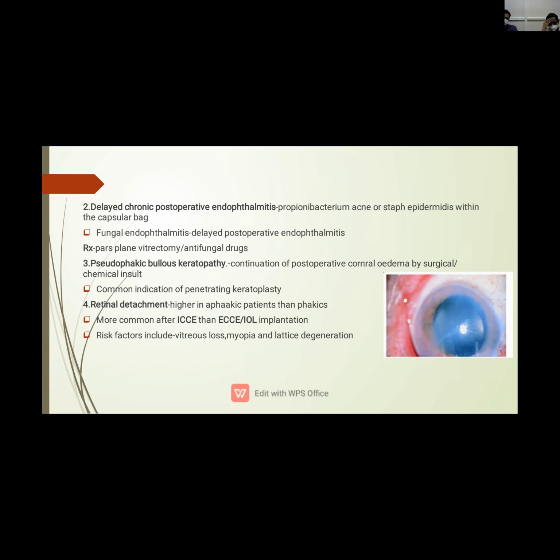Common indication of penetrating keratoplasty. Retinal detachment. It is higher in aphakic patients than phakics. More common after intracapsular extraction technique than extracapsular extraction technique or IOL implantation. Risk factors include vitreous loss, myopia, and lattice degeneration.